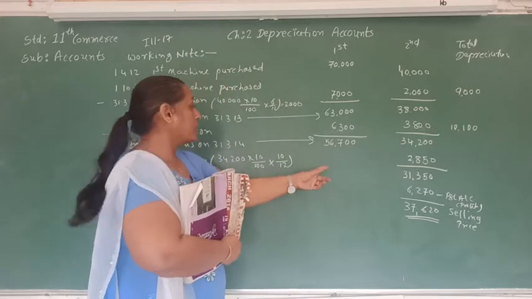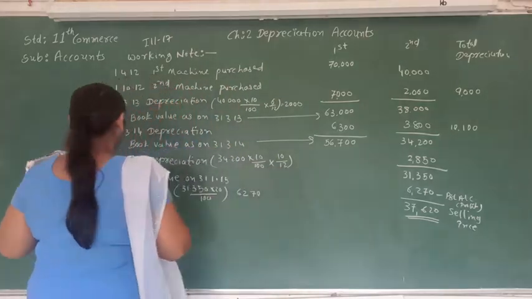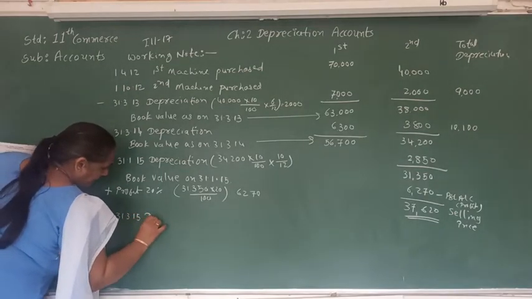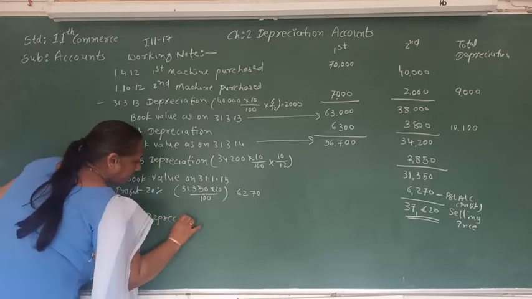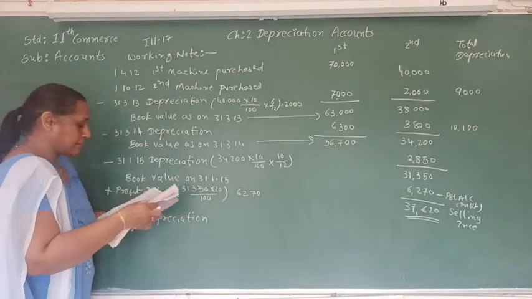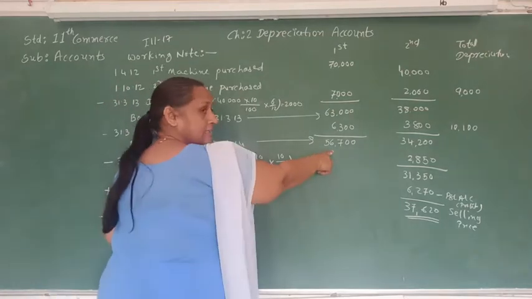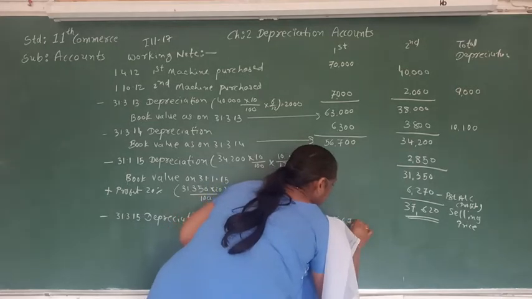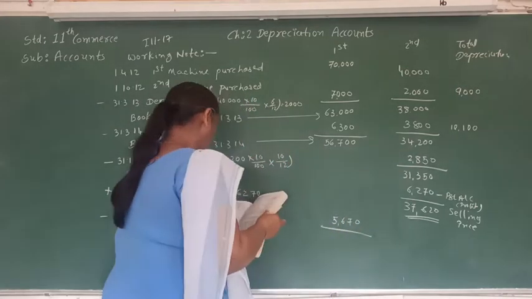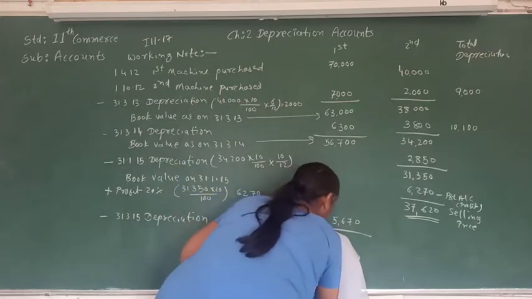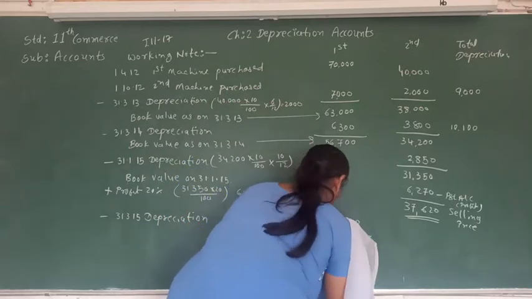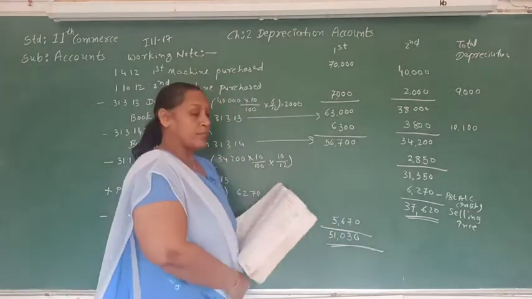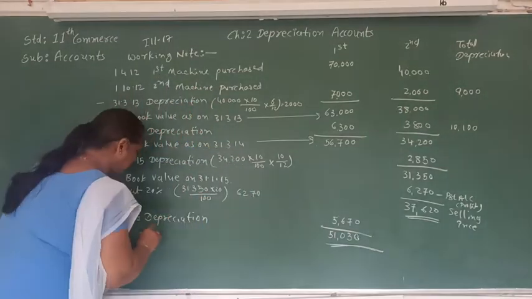Now at the end of the third year, that is on 31st 3/15, we have to calculate depreciation for the remaining machine. The depreciation will be at 10% of book value, that will be 5,670. If we deduct this depreciation, then the book value of the machine at the end of the third year will be 51,030. So this is the book value as on 31st 3/15.